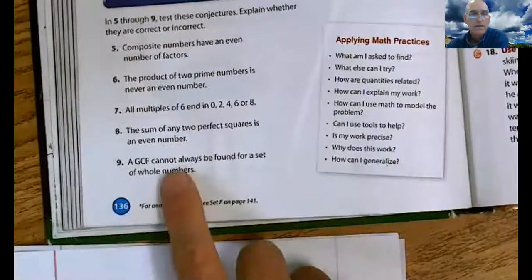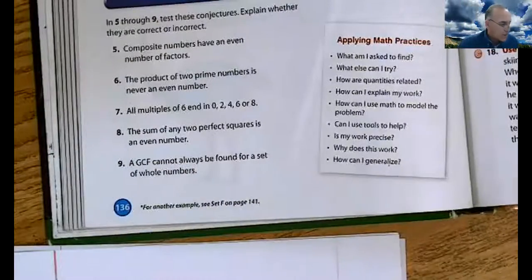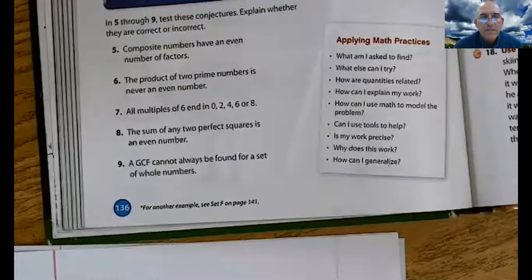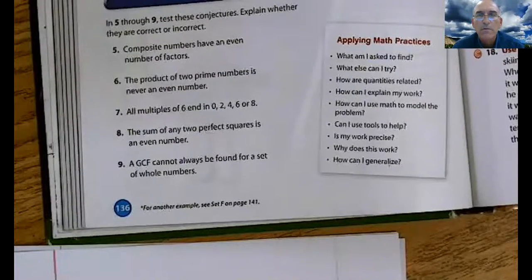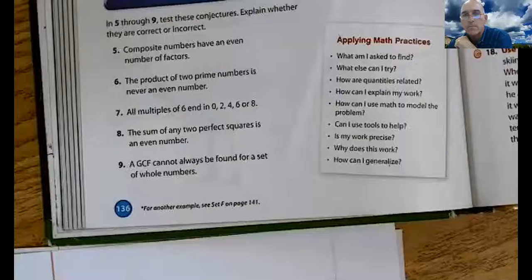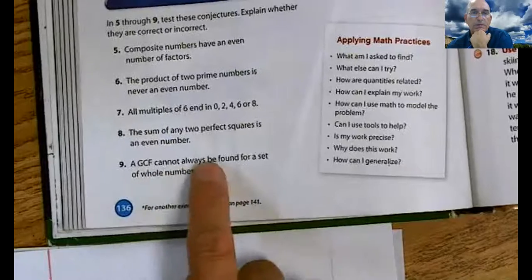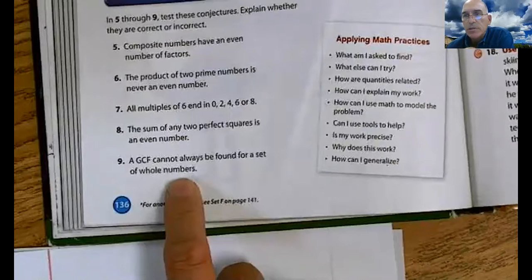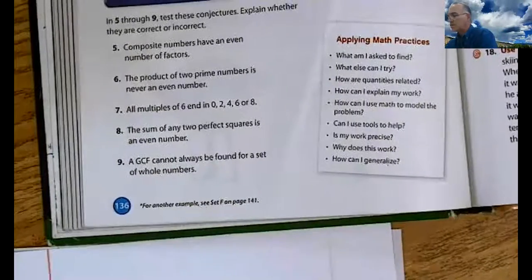How about this one? A GCF cannot always be found for a set of whole numbers. Well, that's incorrect, because you could always find one, the number 1, as the GCF. So you can always find it. Let's move on.